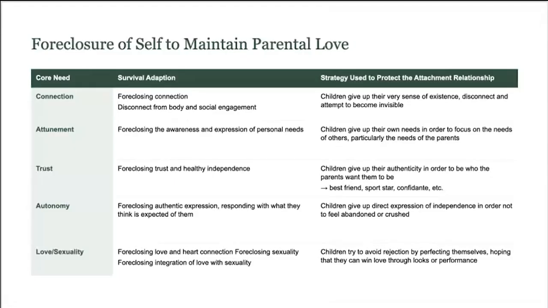So let's take a closer look at how exactly the child learns to foreclose, which means disconnect from, authentic parts of him or herself to protect the attachment relationship. And these are very specific ways depending on each survival style, period of importance of core need. So the child, in other words, has to develop strategies of disconnection from specific parts of him or herself.